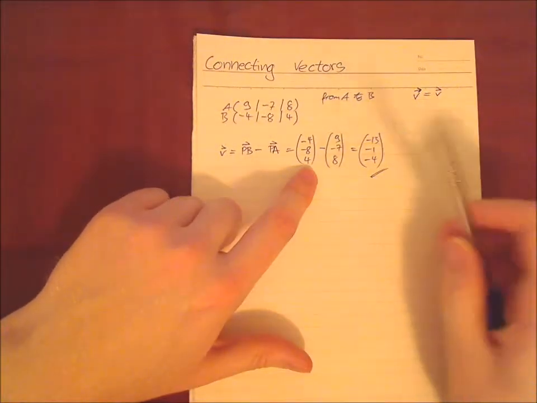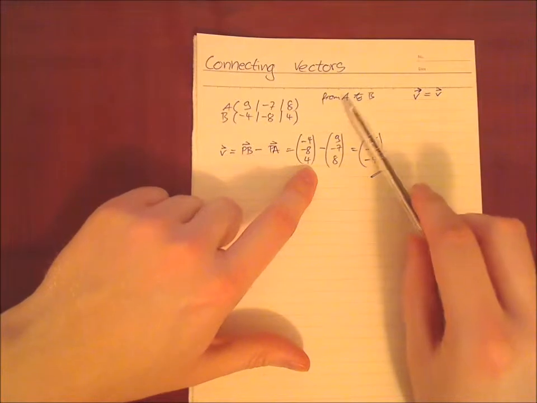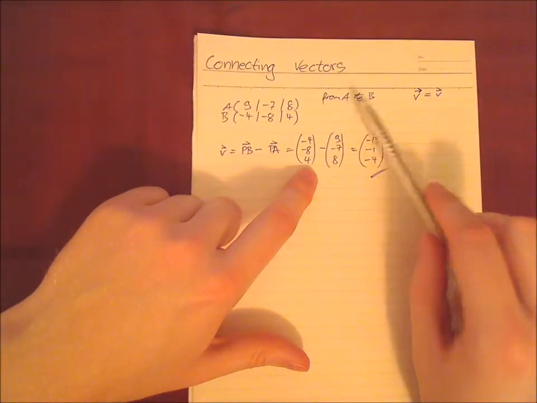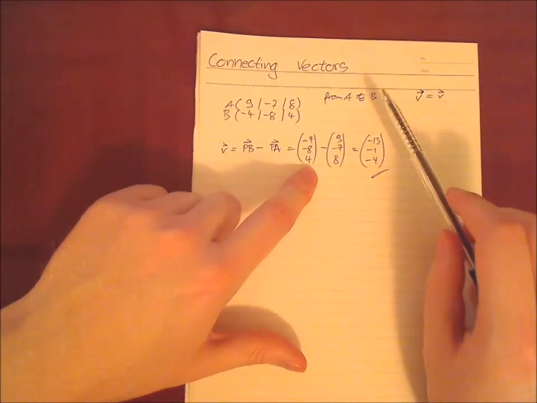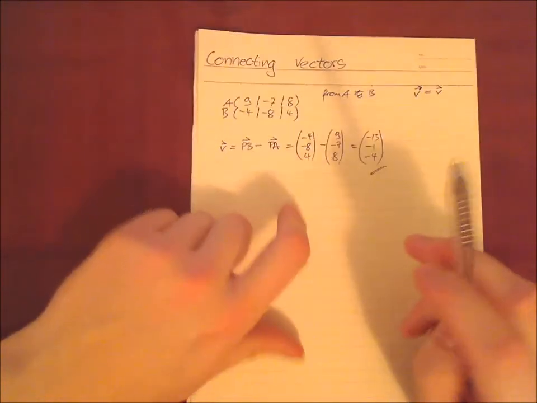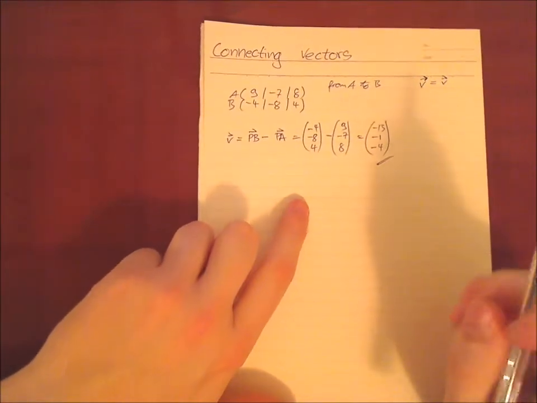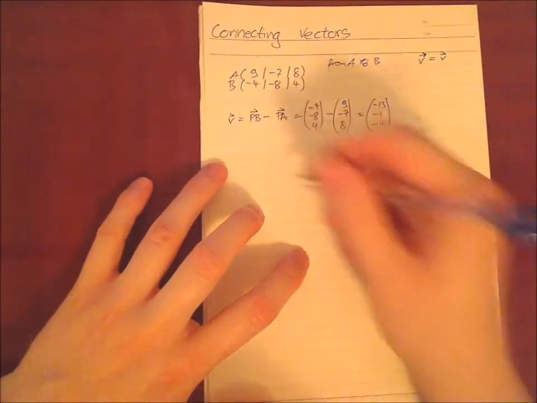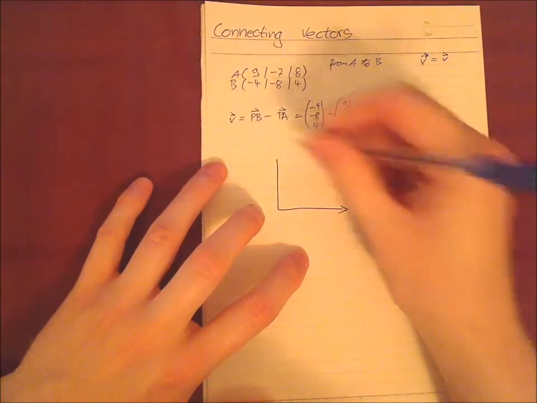So memorize, from A to B: A is our point of departure, B is our destination, so take B minus A. Always like this. And then I'll just show you a picture of how you could imagine it.